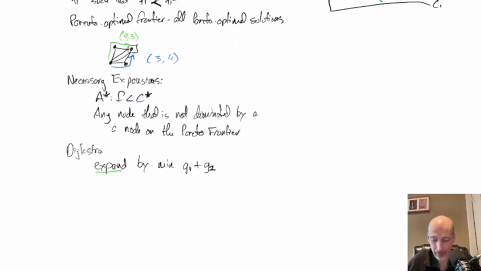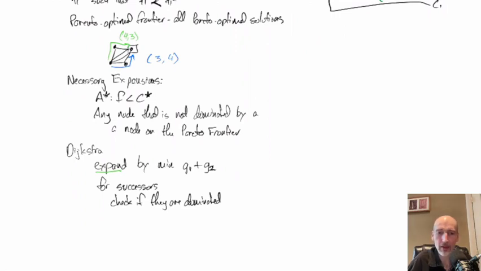And what I have to ask is, at some node, for successors, I need to check if they are dominated. Okay, that is, I need to check to see, is there another path that already exists that's better? And this step right here is actually a really important step in a general bijective search or multi-objective search. This is actually the most expensive step.